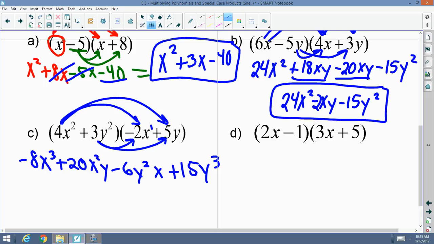Do I have any like terms? No, I don't. Because I got a 20x squared y and then I have a negative 6y squared x. Those are not like terms. They are the same variables, but they're not all raised to the same power. So literally, that's my answer.